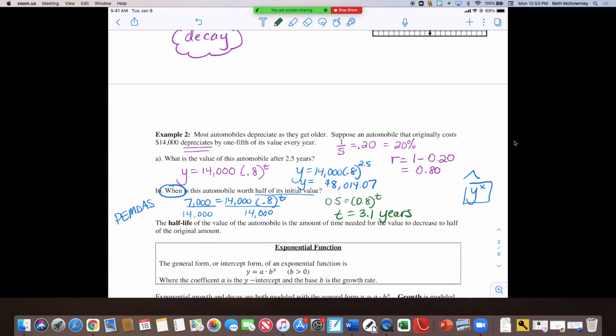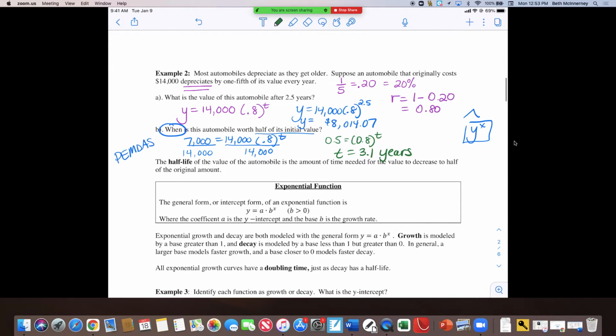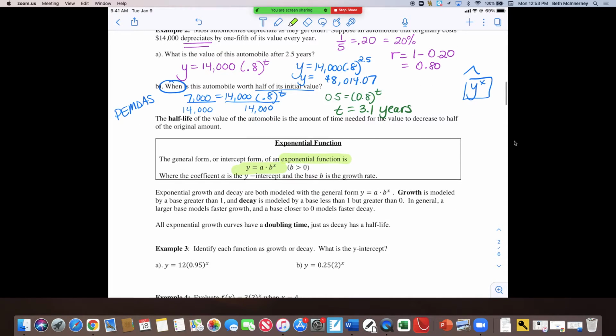All right, the half-life of the value of the automobile is the amount of time needed for the value to decrease to half the original amount. So in the box here, an exponential function is of the type y equals a times b to the x. A is called the y-intercept, and b is the growth rate. Exponential growth and decay are both modeled with this general form.